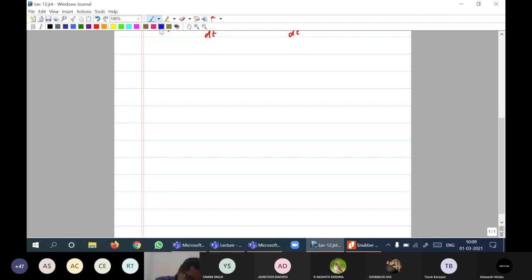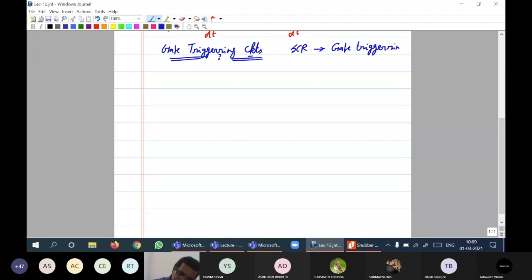Now, gate triggering circuits. Okay. Now, SCR, I think we had dealt with in the earlier session. If you take SCR, gate triggering is the best one.